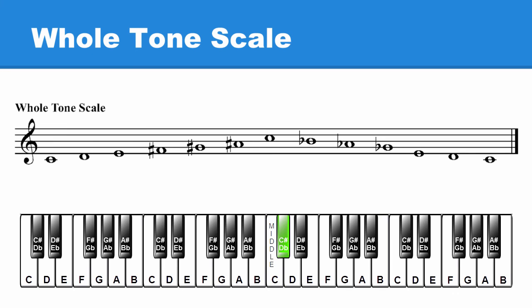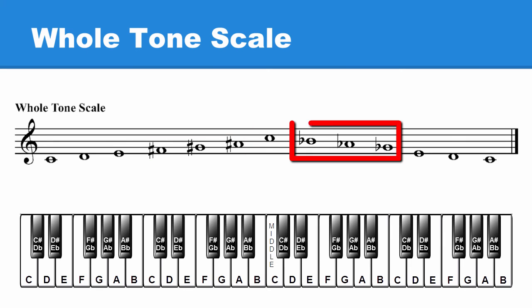So we have C, C sharp, and then we have the D, D sharp, E, E, F, F sharp, G, G sharp, A sharp, B, C. So we use sharps on the way up.